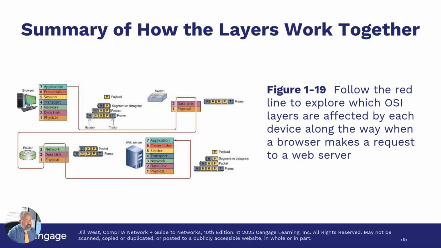So this diagram traces how a web browser request travels down through the layers on one computer, across the network, and up through the layers on the other computer. Each device along the way interacts with certain layers. For example, a switch only cares about layers 1 and 2, while a router focuses on layer 3.